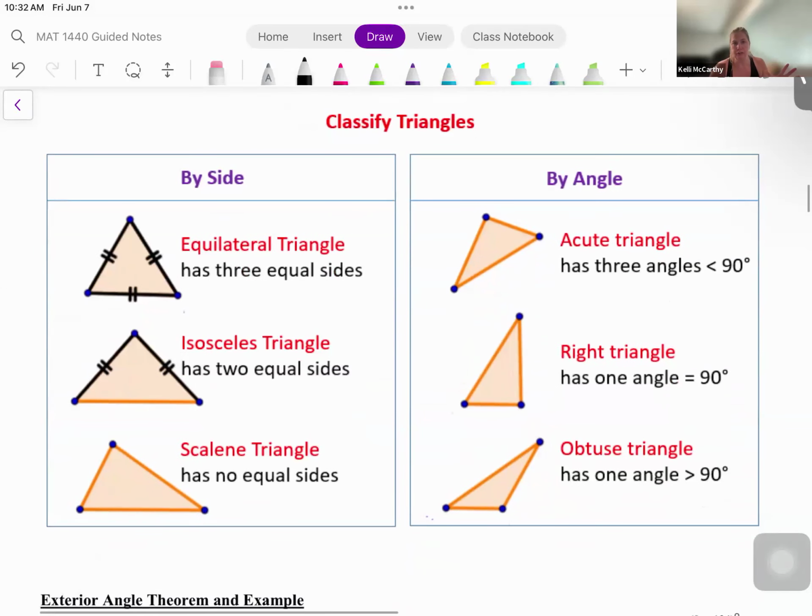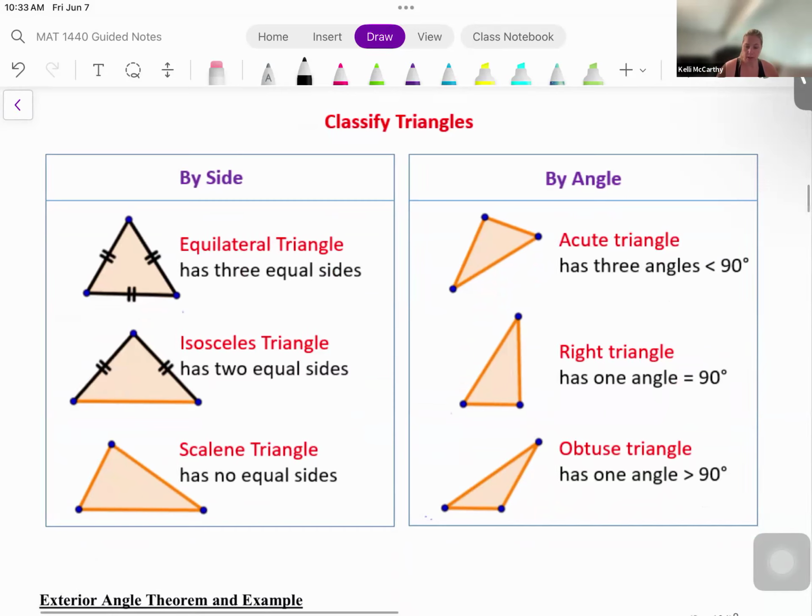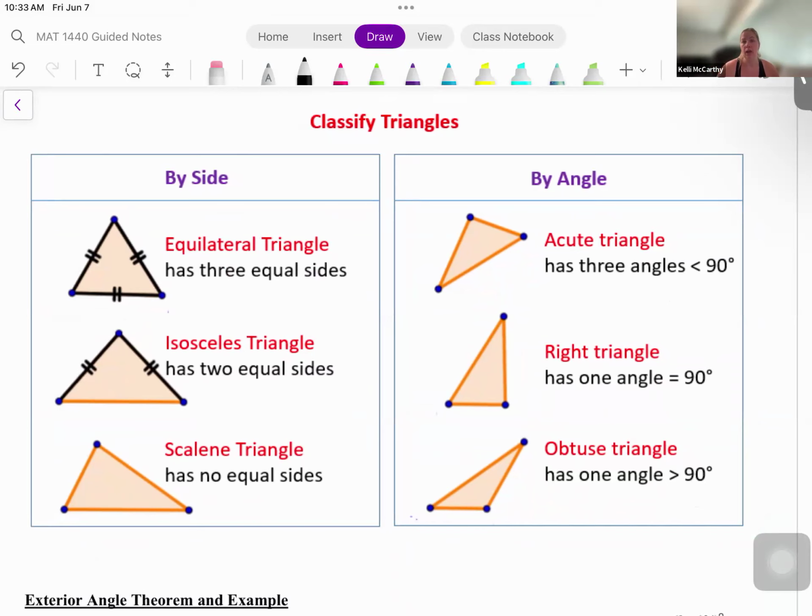Now, some more just review classifying triangles by side and by angle. A triangle that has three equal sides is called an equilateral triangle. A triangle that has two equal side lengths is called an isosceles triangle. And a triangle that has no equal side lengths is called a scalene triangle. If we're classifying by angle, an acute triangle has three angles that are less than 90 degrees. A right triangle has exactly one right angle, and an obtuse triangle has one angle that's greater than 90 degrees. And we're going to be working with all of these types of triangles throughout this course.